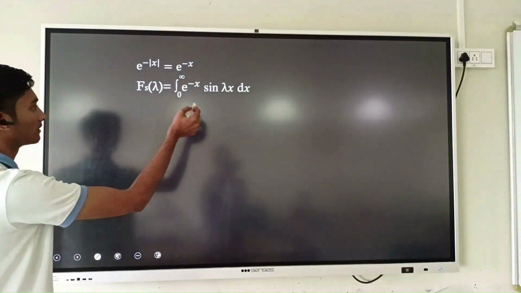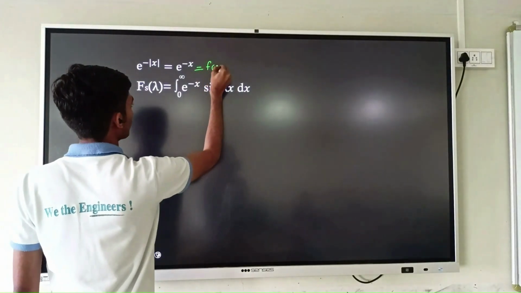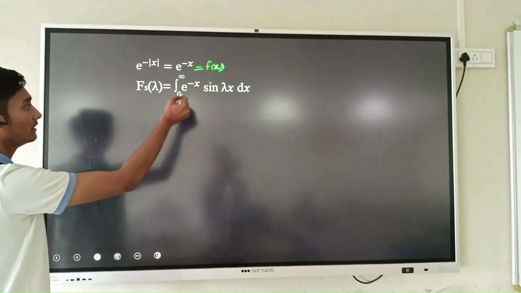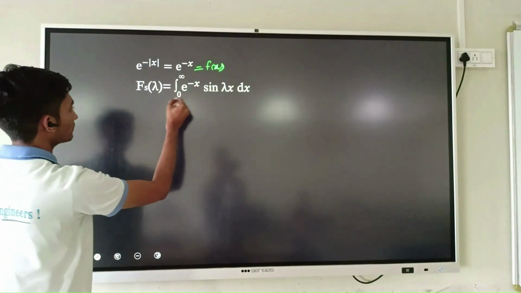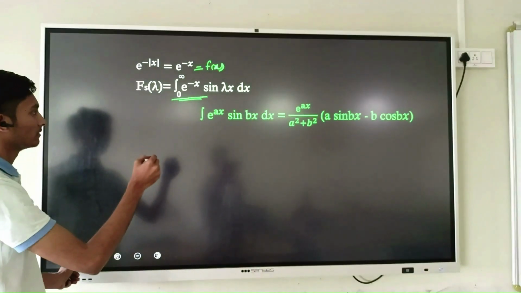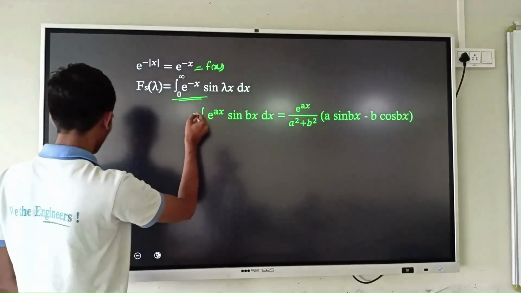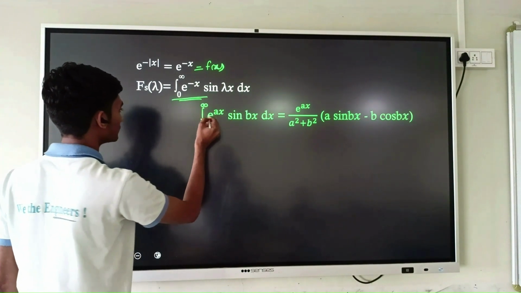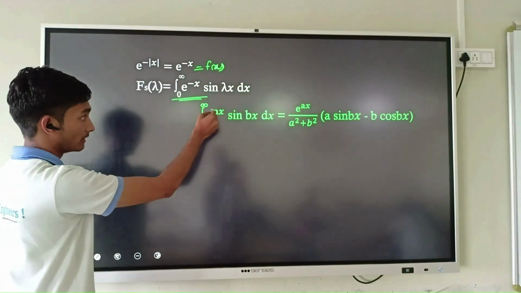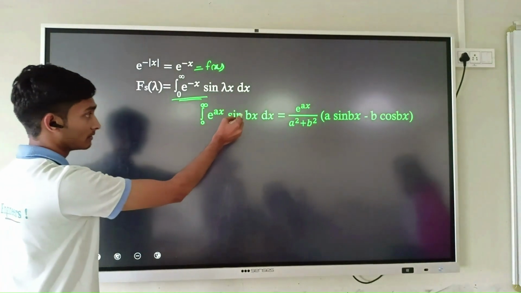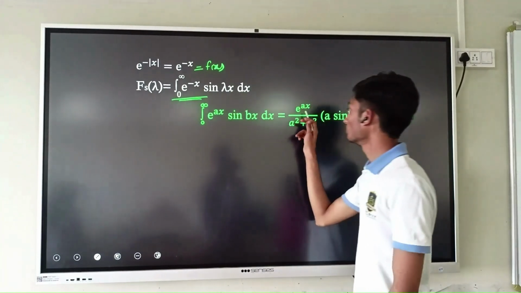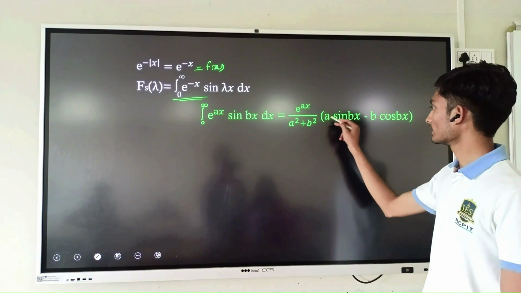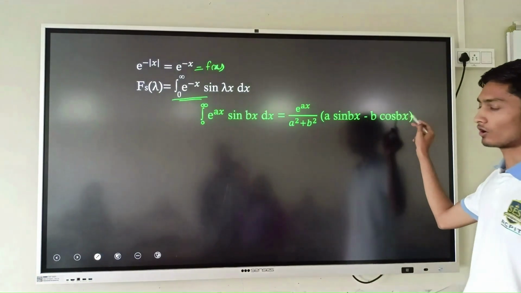So by putting our f of x value in the Fourier sine transform, we get this equation. Afterwards, we use the integration from 0 to infinity of e raised to power ax sin bx dx, which is equal to e raised to power ax upon a square plus b square, in brackets, a sin bx minus b cos bx.